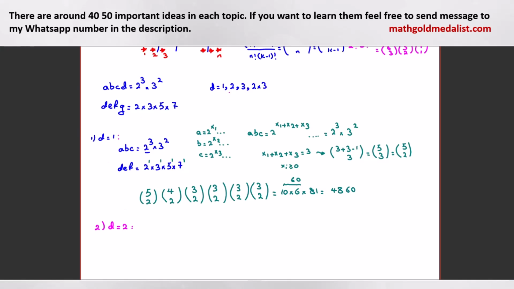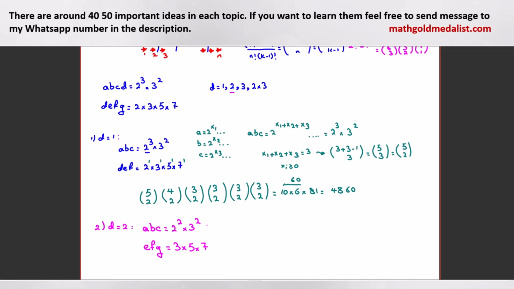Cases of D are these. Now we want to calculate these. So if we replace D with 2 here, ABC will be what? You can cancel 2 from both sides. So it will be 2 squared times 3 squared. For this one, if you replace D with 2, you can divide both sides by 2. So EFG is what? It's 3 times 5 times 7.